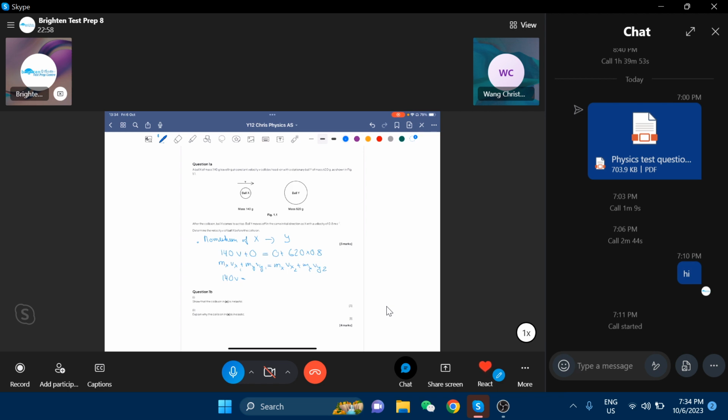Or we can leave it, 620 times 0.8. And the answer, what is V now? 496 divided by 140. 3.5. Exactly. 3.5 meters per second. Very standard. Okay. And very typical situation. And then you look at the velocity.